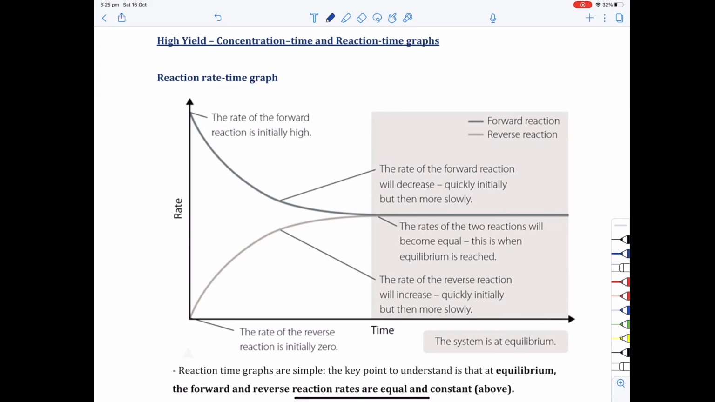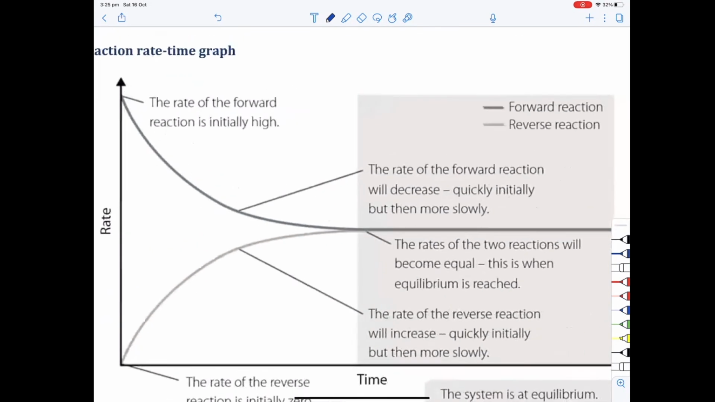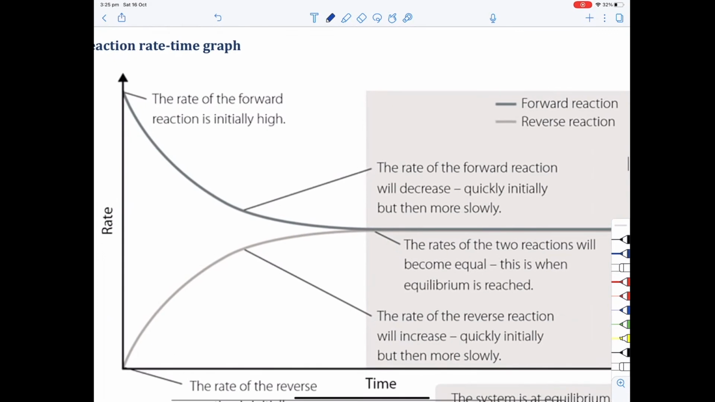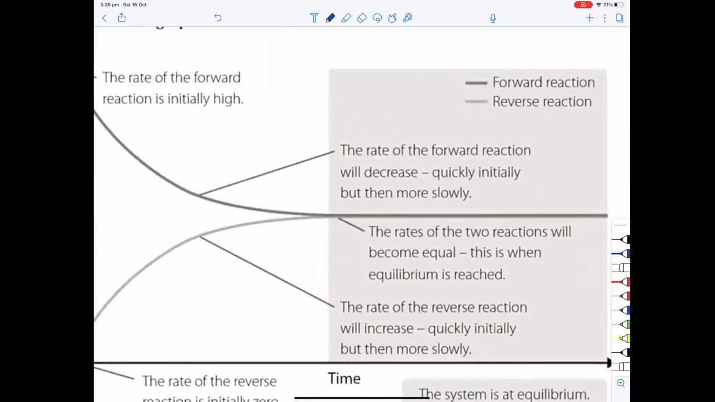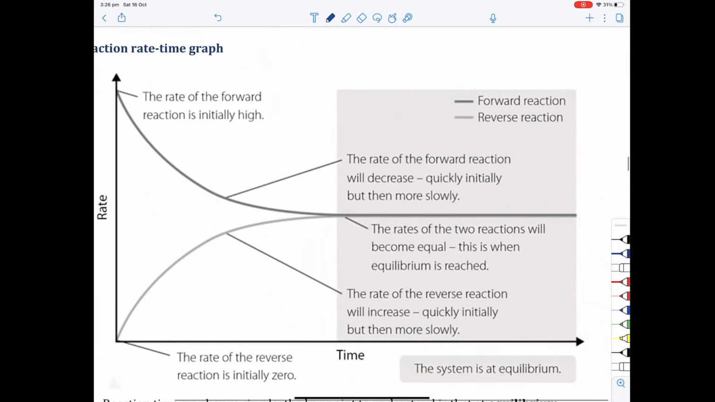We're now going to move on to the very high yield stuff. Okay, so what did we say about reaction rate at equilibrium, everyone? Did we not say that they're equal? Do you all see here that the forward and reverse reaction rates eventually equalize, and that gray region of the graph is the equilibrium region? Look at the y and look at the x-axis.